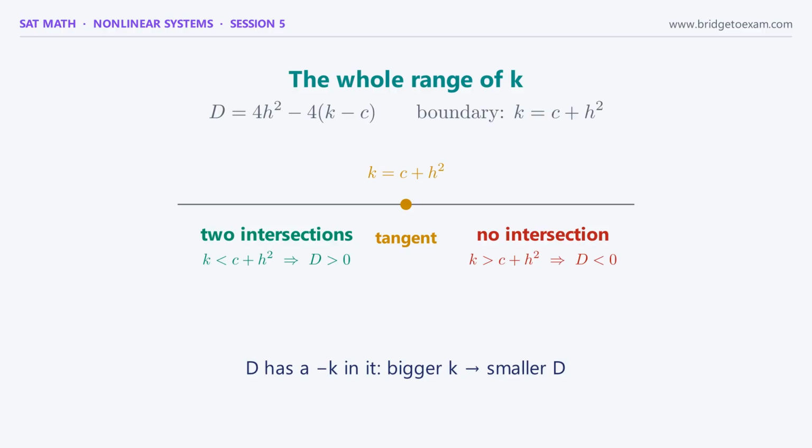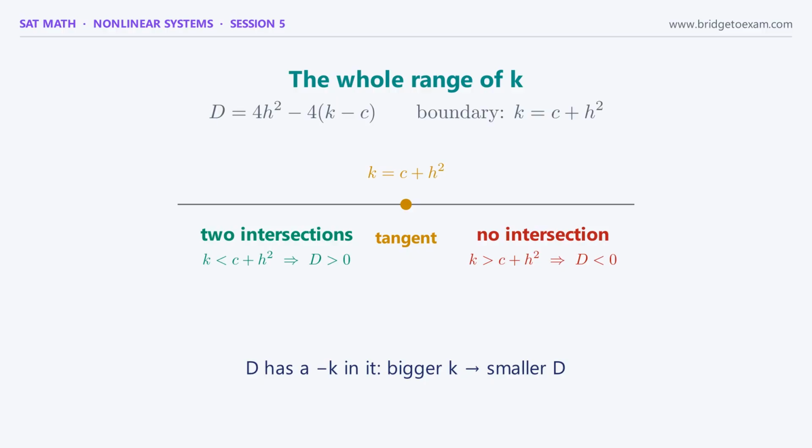Tangency was where d equals 0, at k equals c plus h squared. Call that the boundary. Now think about which way the inequality runs. The discriminant has a minus k in it, so as k gets bigger, d gets smaller. That means when k is below the boundary, d is positive, and you get 2 intersections.